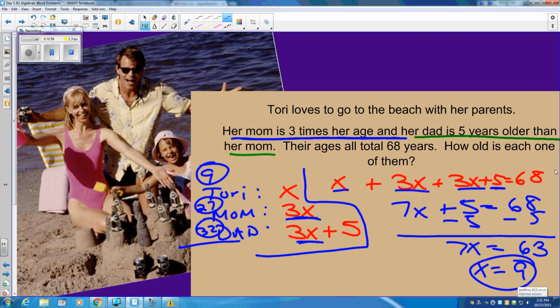And so let's check that. 9 and 7 is 16, plus 2 is 18. Carry the 1, and that does give me 68.